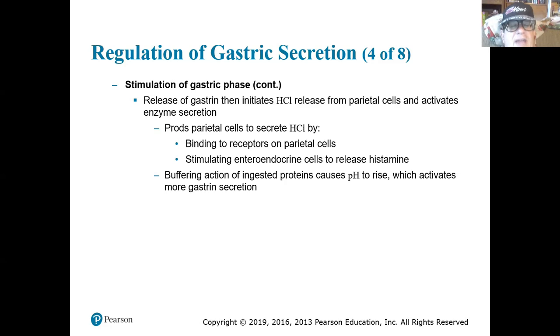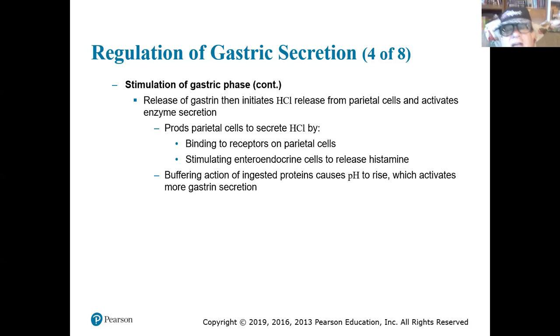All right, so stimulation of the gastric phase. The release of gastrin will cause hydrochloric acid to be released from the parietal cells and activate enzyme secretion. That'll cause the parietal cells to make hydrochloric acid, we said, binding to receptors on the parietal cells. The enteroendocrine cells will release histamine. I don't know for sure, but my guess is that the target cells will respond like we talked about before, an inflammation response. I'm guessing the histamine will cause the blood vessels to dilate, vasodilate, and get permeable, so it's easy to absorb things. That would be logical, but I'm not certain it's correct.